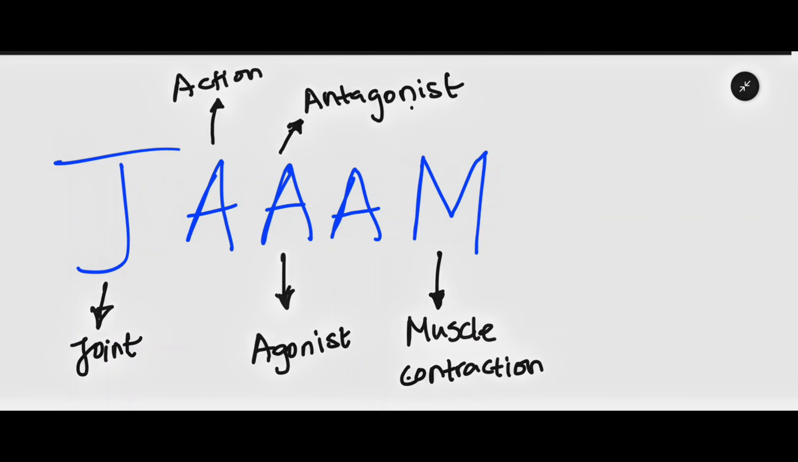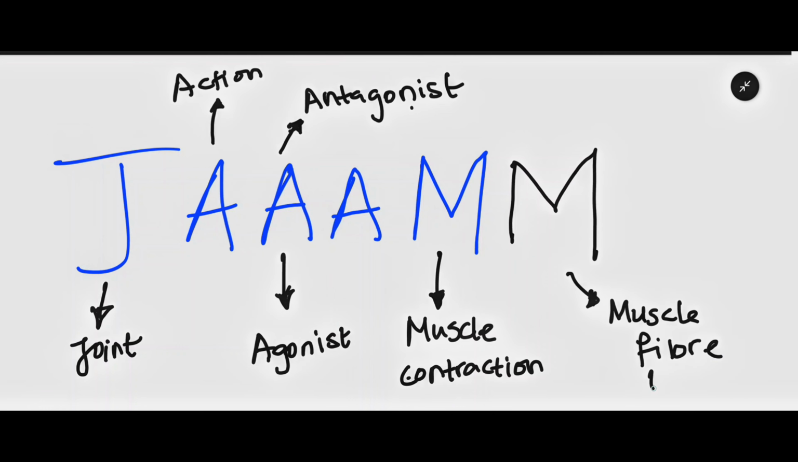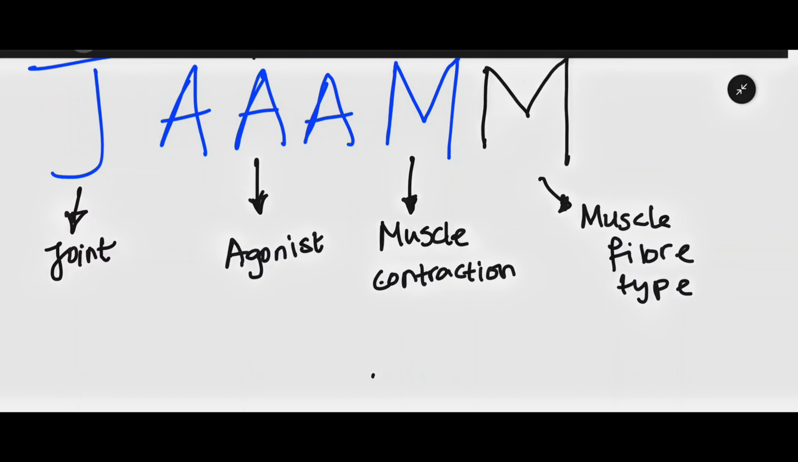And this was actually introduced to me by my A-level PE teacher. Shout out Mr. Barclay. So we can even add more dimensions to this. We can say another M is muscle fiber type, and we're going to look at that later on in this video. Basically, use JAM for your revision. Use JAM and write out the joint, action, agonist, antagonist, muscle contraction, muscle fiber type of any movement that you are analyzing. This will help you to be able to answer the questions that come up in your exam a lot more easily.